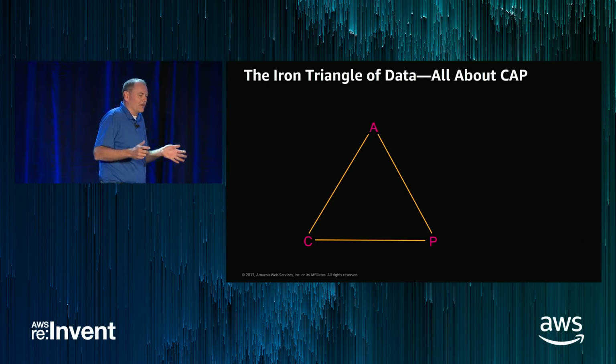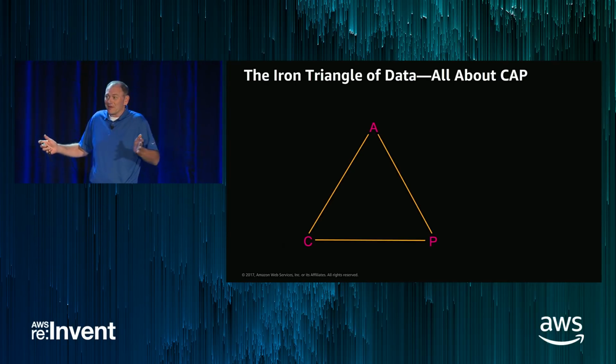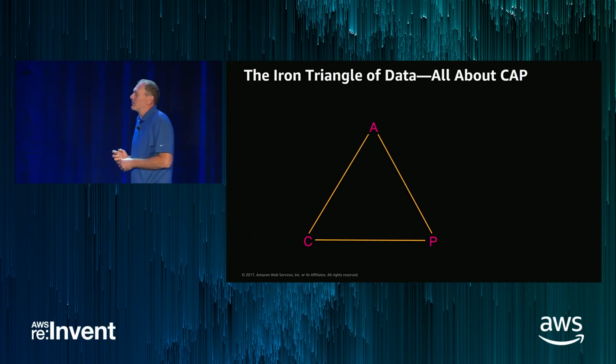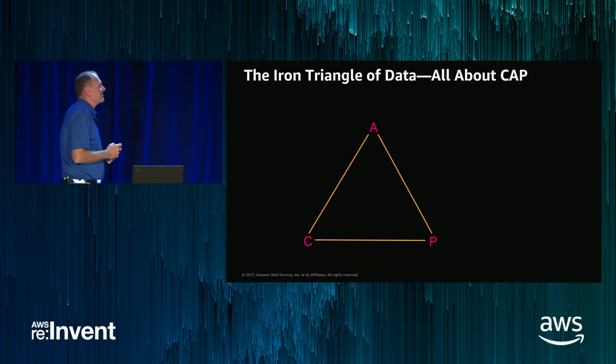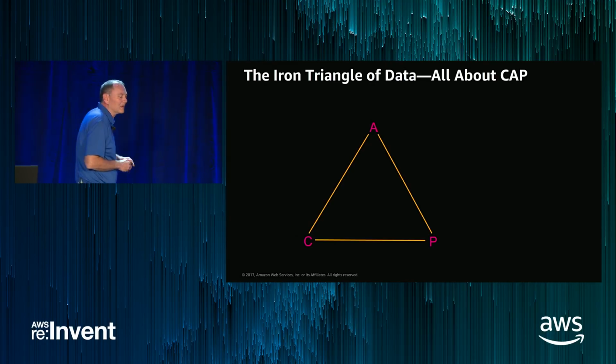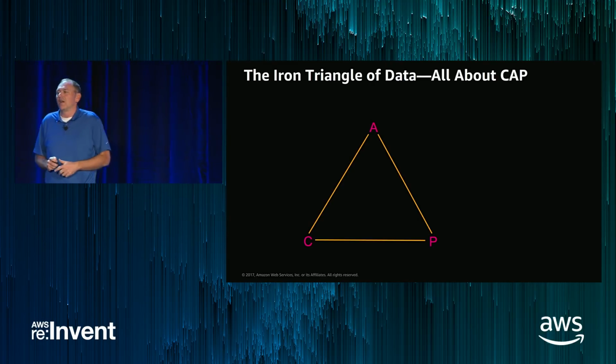And what it comes down to, for those of you who are familiar with the CAP theorem, right? It's often called Brewer's theorem, but the concept here is that we have three points of the triangle. If you're familiar with product management, you know the iron triangle. You get it good, you get it fast, or you get it cheap, right? Well, data has its own iron triangle, and it's called CAP. It's about consistency, availability, and partition tolerance, okay?